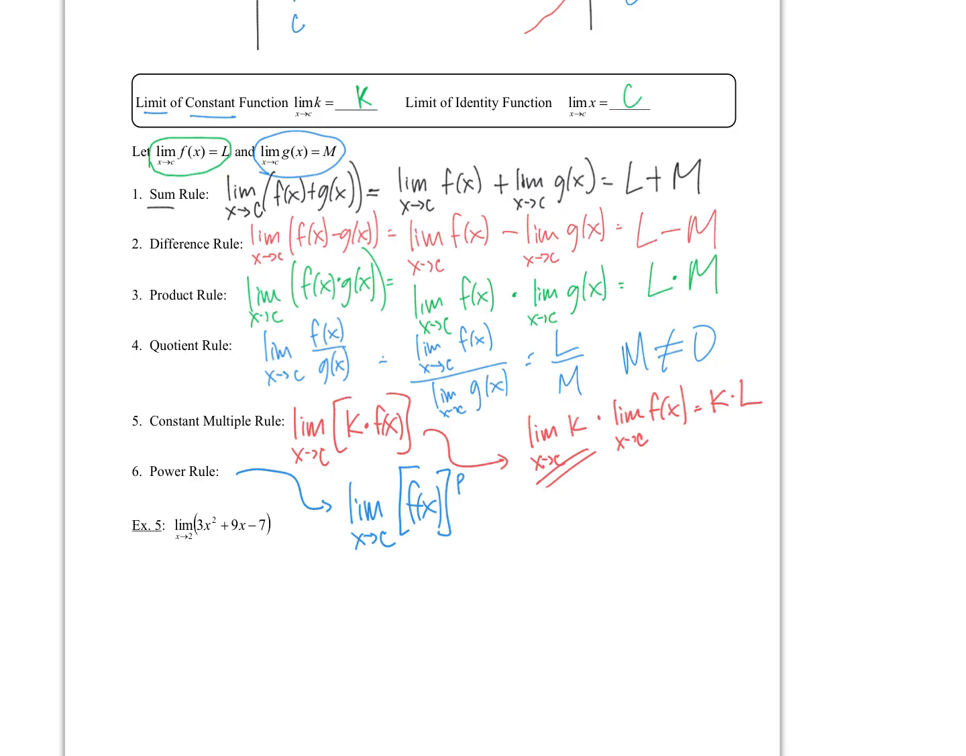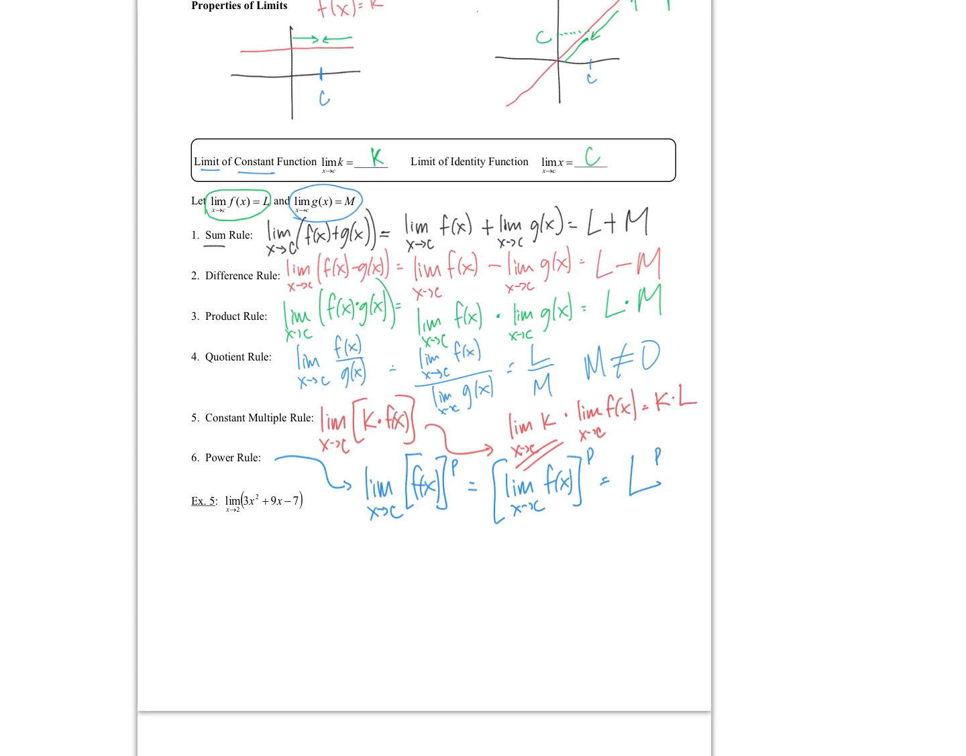Okay, so notice in what I just wrote down, the function is being raised to a power. But I can change that so that it's just the limit as x approaches c of the function, where I'm doing the entire limit raised to the power. So in this case, this would be L raised to the p.